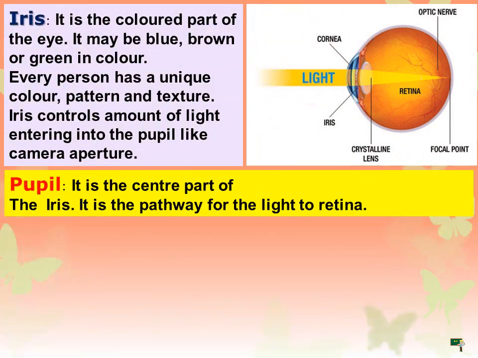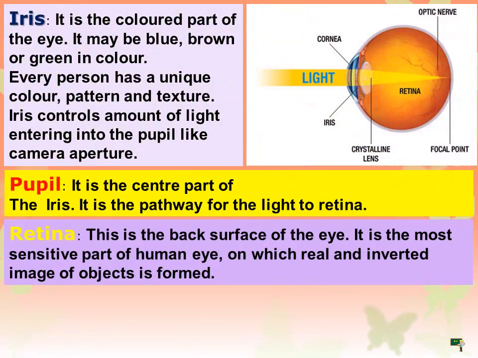The next one, iris. Students, the iris is the colored part of the eye. This iris may be blue, brown or green in color. Every person has a unique color, pattern and texture. The iris controls the amount of light entering the pupil, like a camera aperture. Pupil is the center part of the iris and it is the pathway for the light to the retina.